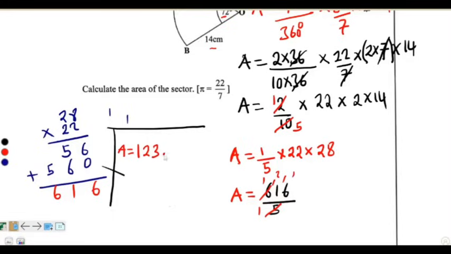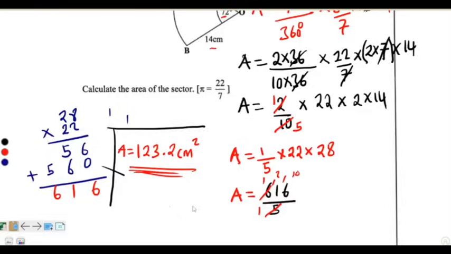5 into 1, it can't. Then you put a point right here. So to this one, add a 0. 5 into 10, it's 2. So this is our answer. Since this is area, don't forget to put a power 2 on the units. So area is equal to 123.2 square centimeter. So we are done answering this question.